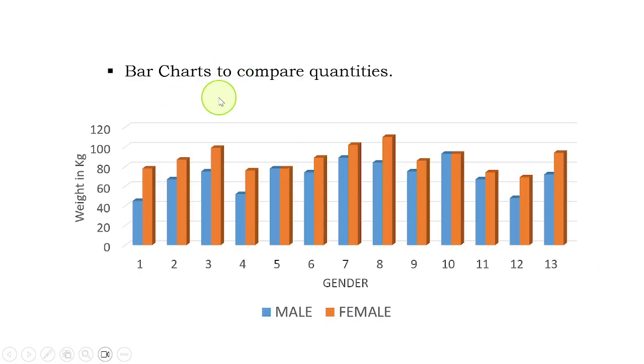The second type is known as the bar chart, which compares quantities. And here, this is gender, male and female. It compares the weight of males with that of females. So it is very clear here that the males are lighter than the females.